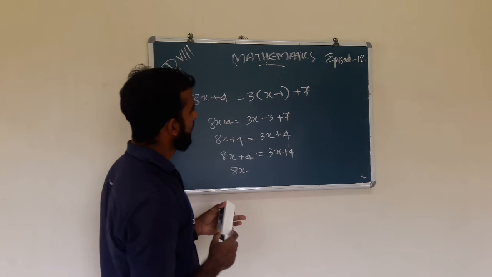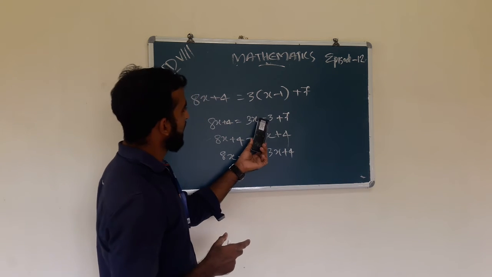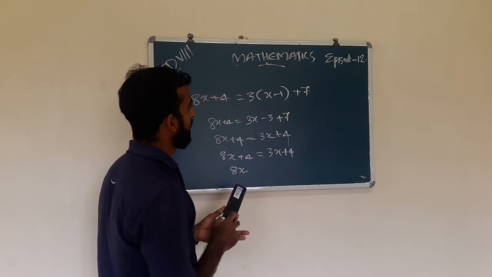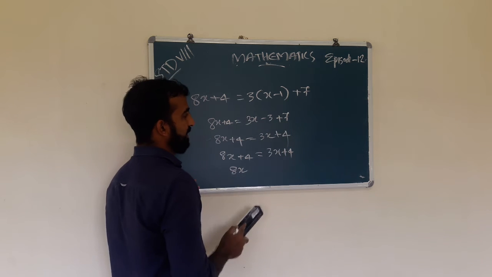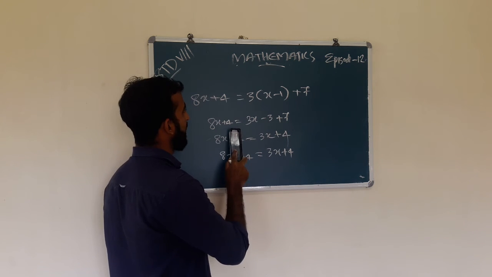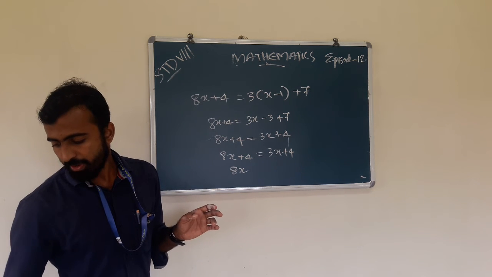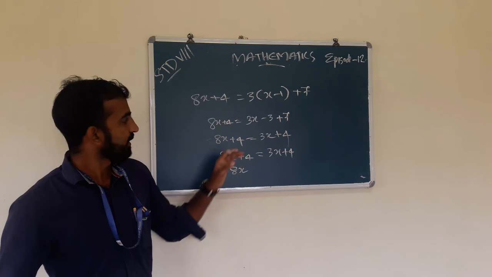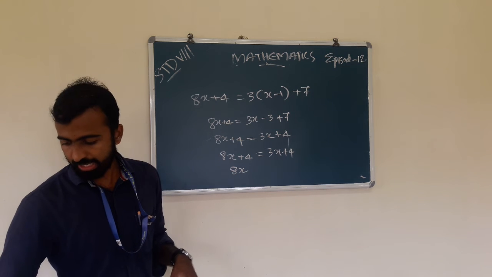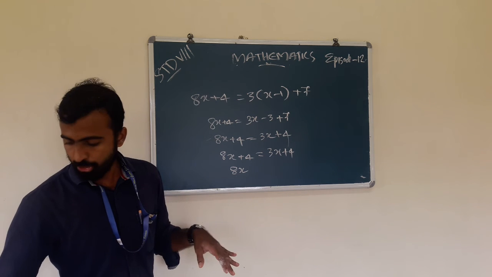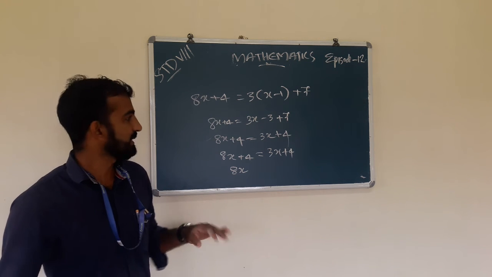8x, here is a 3x minus 3 plus 7. That is here also. I check the question one more time: 8x plus 4 equal to 3 into (x minus 1) plus 7.